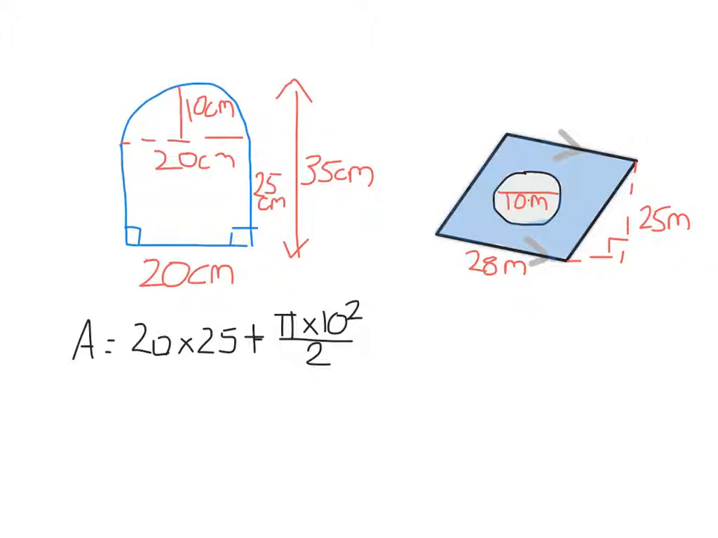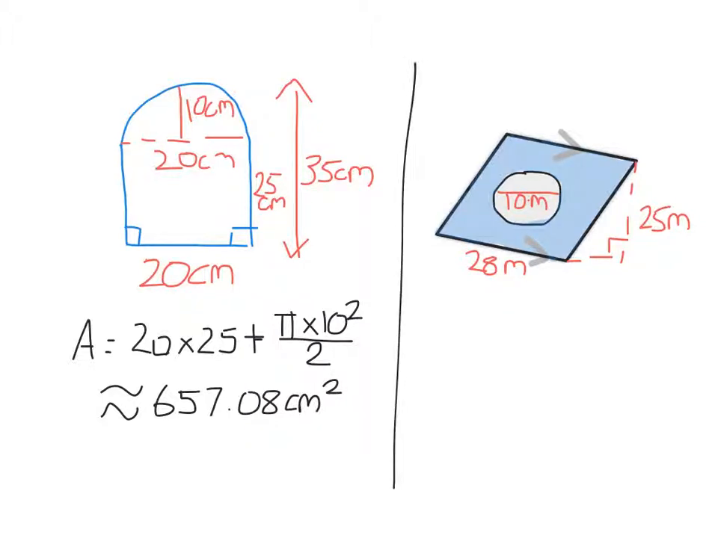So if we put that on our calculator to 2 decimal places, we get about 657.08, and of course it's in centimeters squared, okay? So that was a case where we added two shapes together.